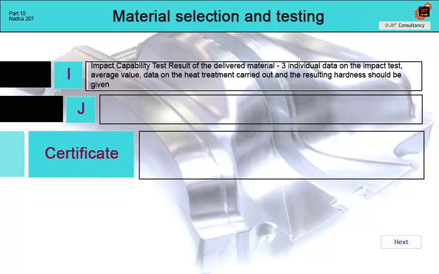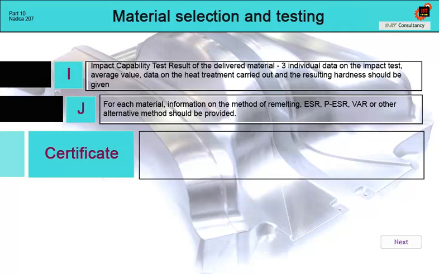Impact capability test result of the supplied material. 5 individual impact test data, and their average value, with 3 of them selected for the average value calculation. Heat treatment data and resulting hardness should be provided. For each material, information on the method of remelting, ESR, VAR, or another alternative method, should be given.